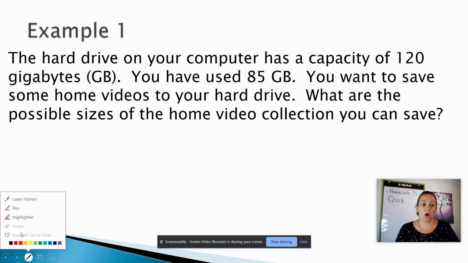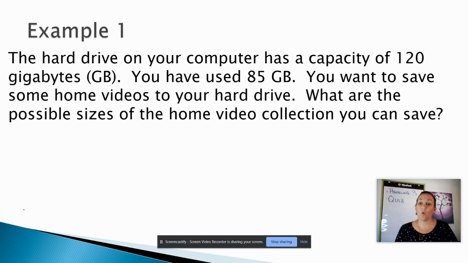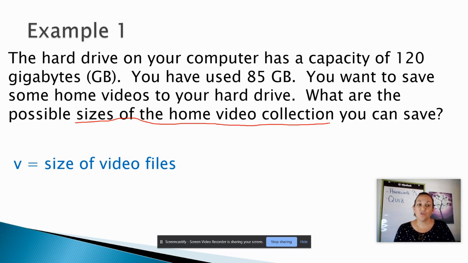So, as a reminder on our word problems, we always start by choosing a letter and defining what that letter means. What is it solving for? And so you're going to get what you're solving for from the last sentence where the actual question is. So the question says, what are the possible sizes of the home video collection that you can save? And so that's what our variable is going to stand for. I chose the letter V because of video files. And so my variable is V, and it's talking about the size of the video files.